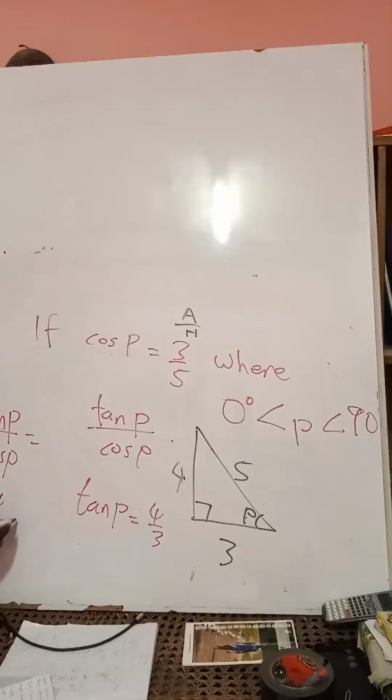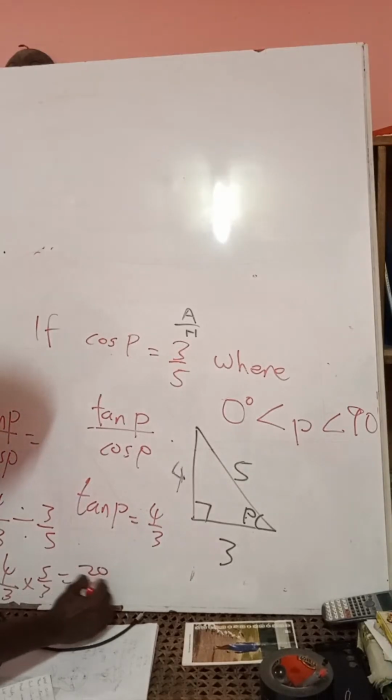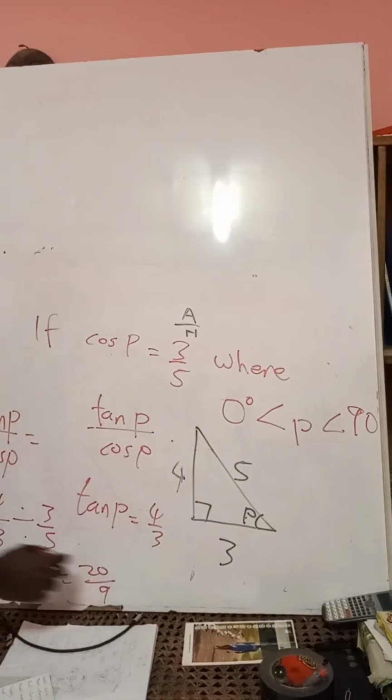Tan P is 4 out of 5 divided by 3 out of 5. Then you bring this division sign; you don't have to bring another bar, you'll get confused. So just bring this division sign divided by cos P, which is 3 out of 5. Then the inverse of them, you get 4 out of 5 times 5 out of 3, having 20 out of 9. So that's the answer that you're going to get.